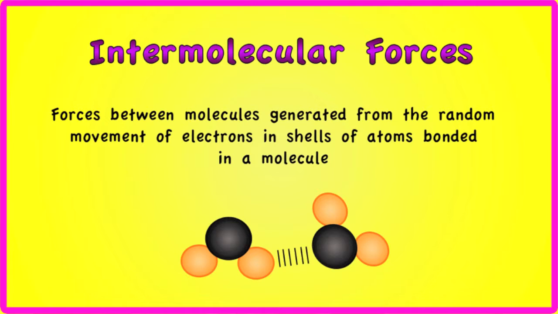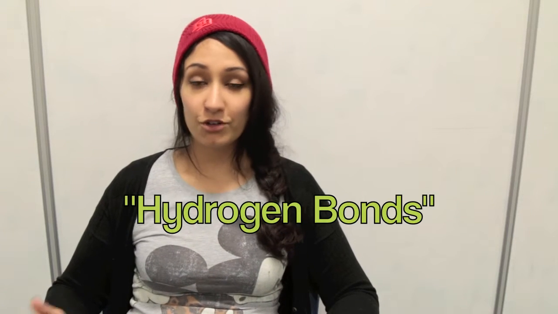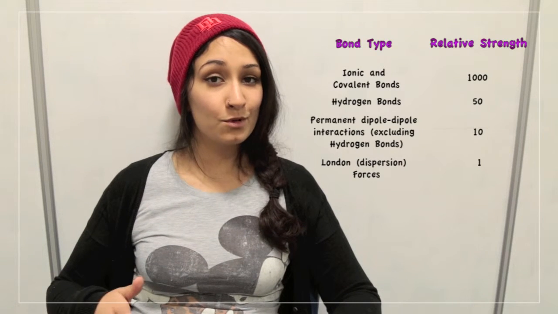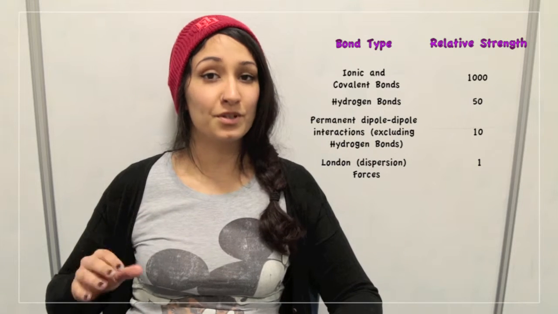These forces occur because of the random movement of electrons in the shells of atoms bonded in a molecule. They don't involve sharing the electrons like in chemical bonds, so they're a lot weaker. There are two types of intermolecular force: hydrogen bonds and van der Waals forces. Remember, although hydrogen bond has the word bond in it, it's not actually like a chemical bond at all. And in fact, compared to a chemical bond, these forces are pretty small.